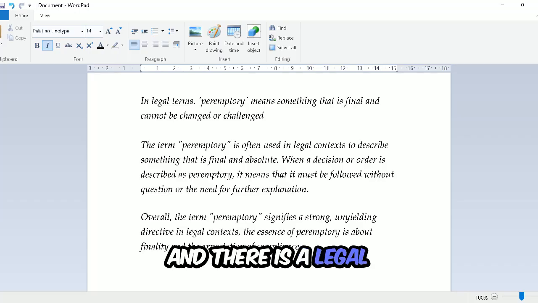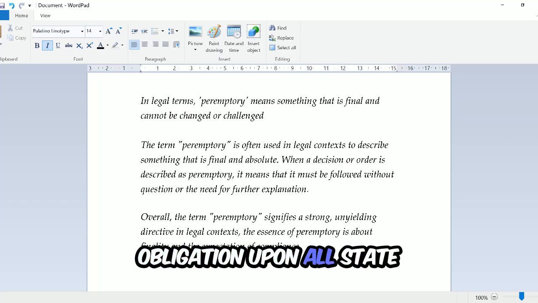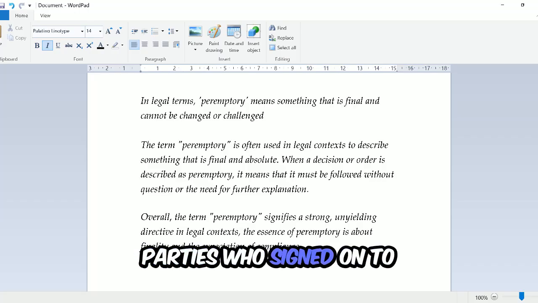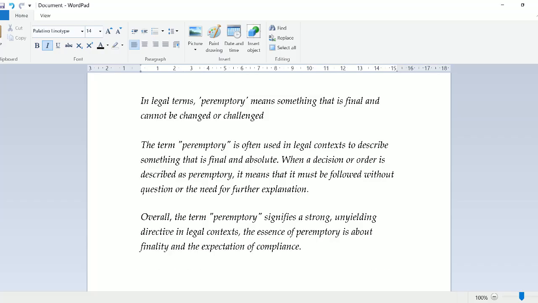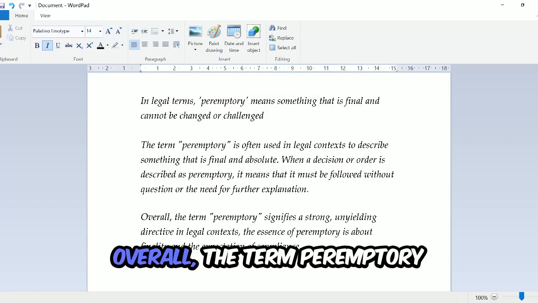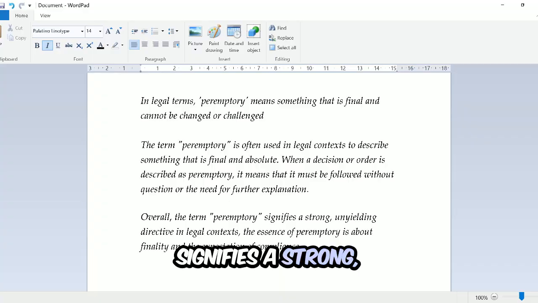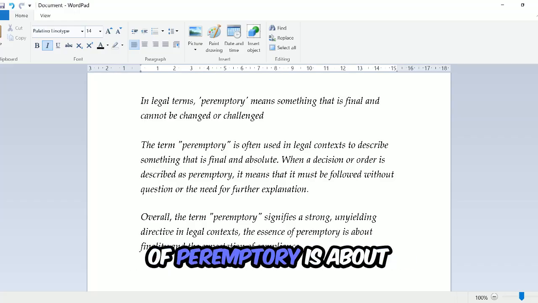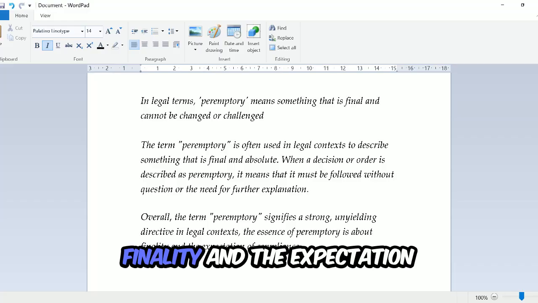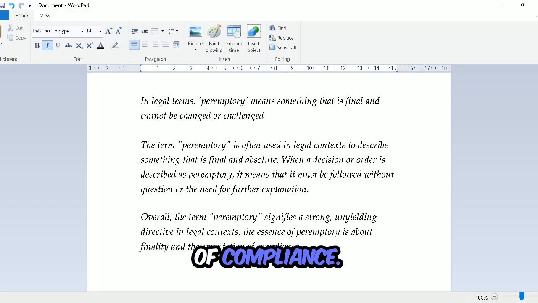And there is a legal obligation upon all state parties who signed onto the ICCPR to respect these inalienable rights. Overall, the term peremptory signifies a strong, unyielding directive in legal context. The essence of peremptory is about finality and the expectation of compliance.